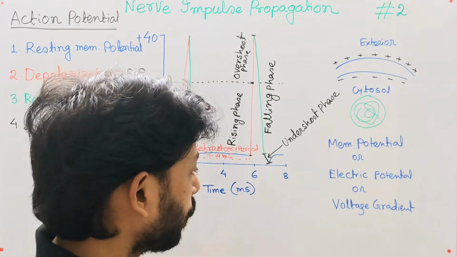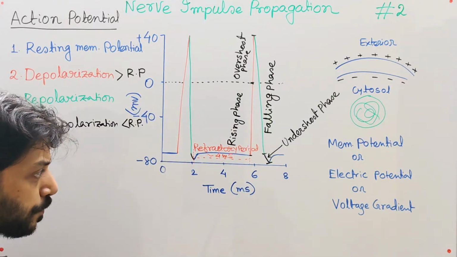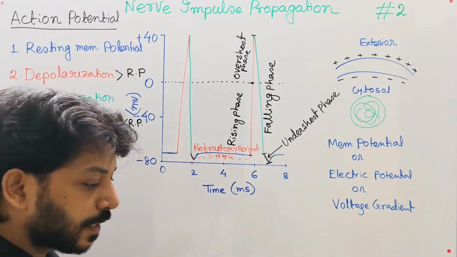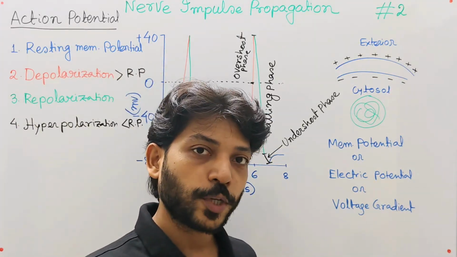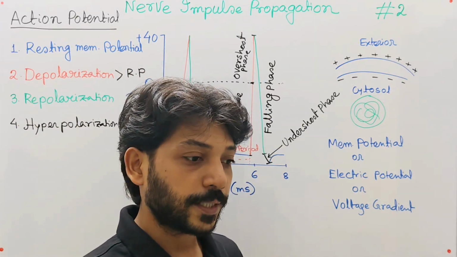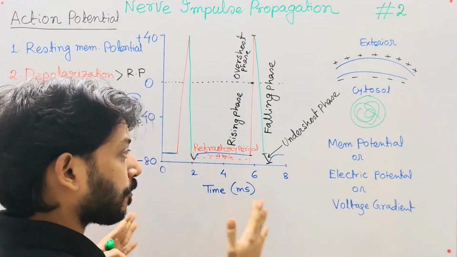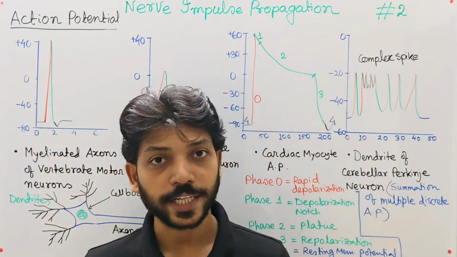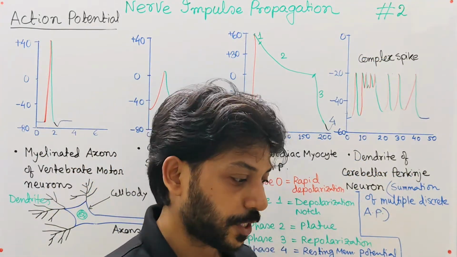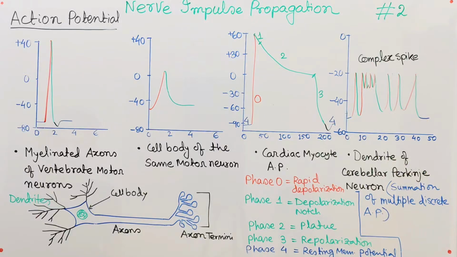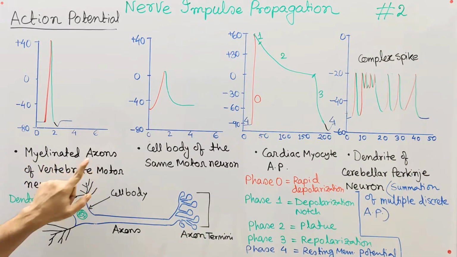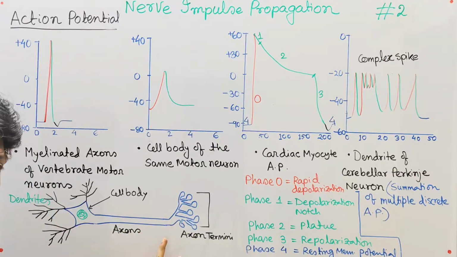Now one thing I want to mention is that this is a typical action potential graph of a neuron, but the action potential graph can vary. Now let's see how the action potential graph changes in different conditions or situations. Like if we measure action potential in myelinated axons, now this is a typical structure of a neuron. This structure is called the axon.